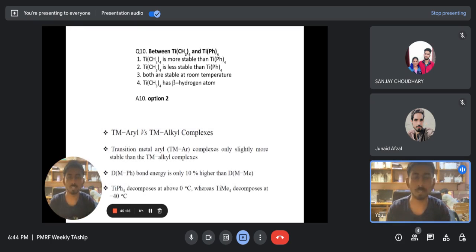I will discuss the points one by one. This is an aryl group. This is an alkyl group. So this is a classic example where the difference between the transition metal alkyl group and the transition metal aryl group will be discussed.